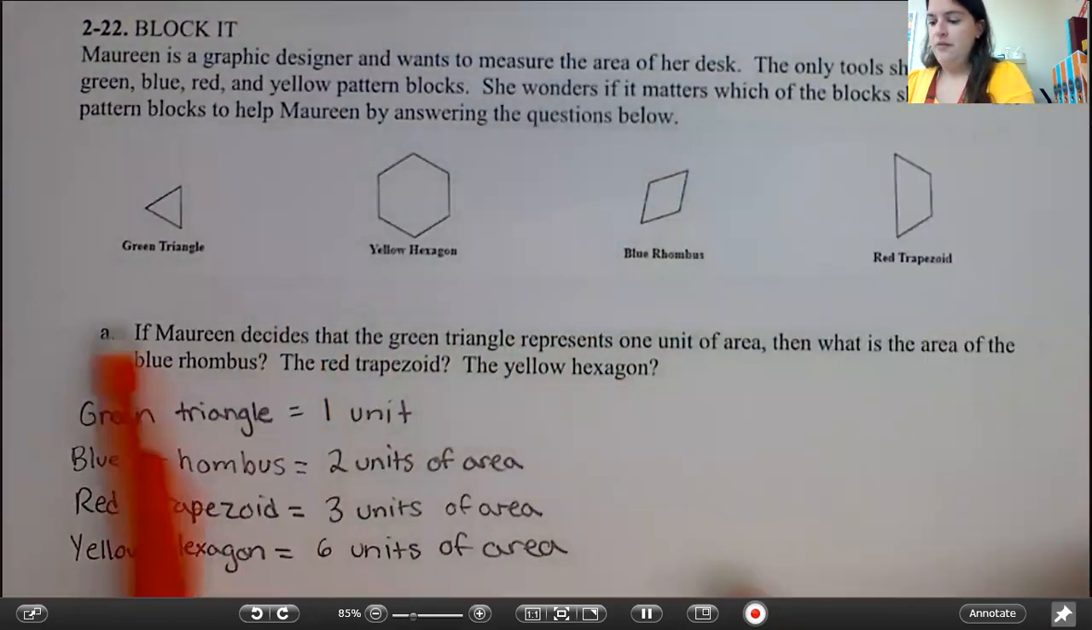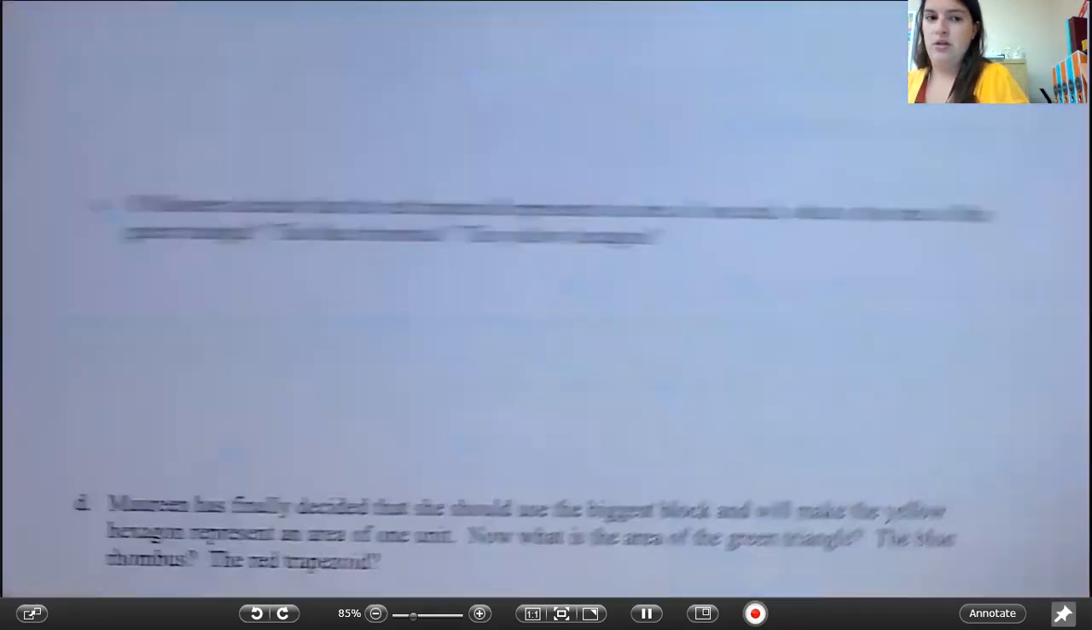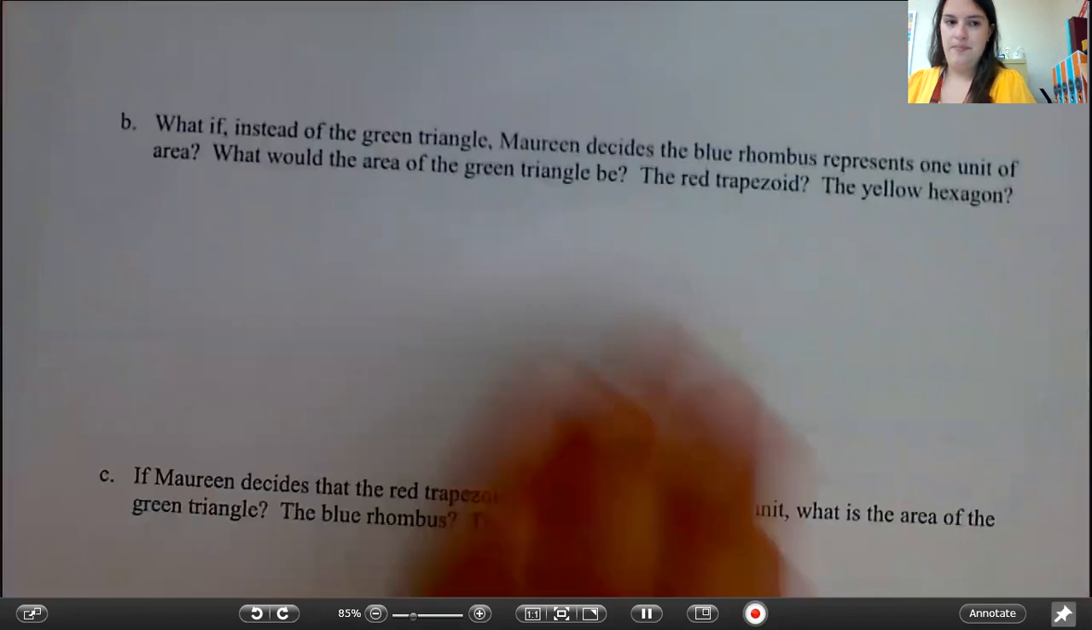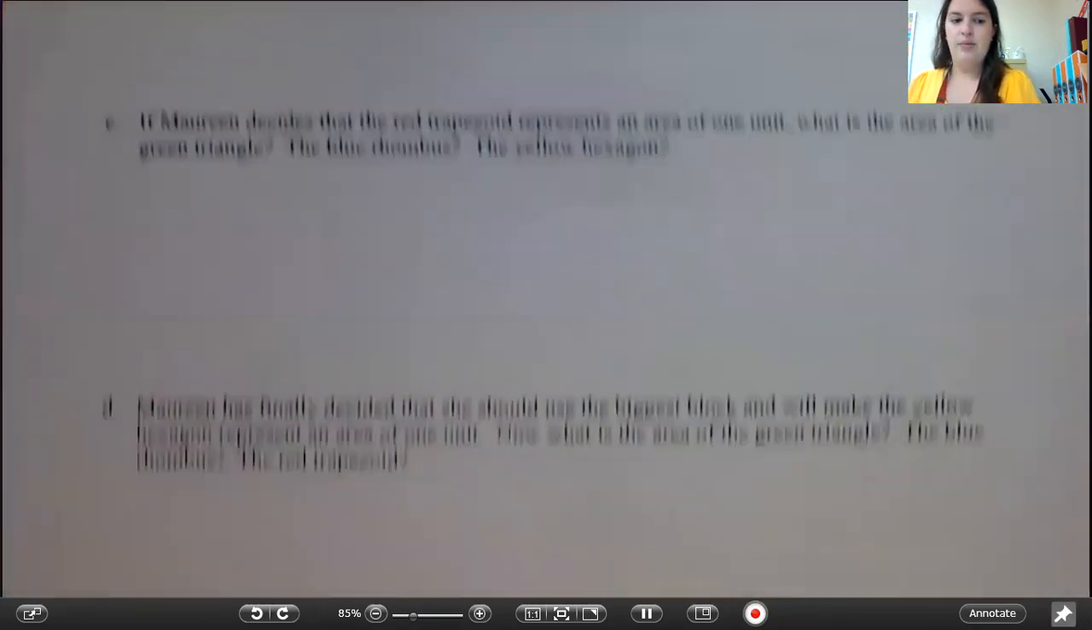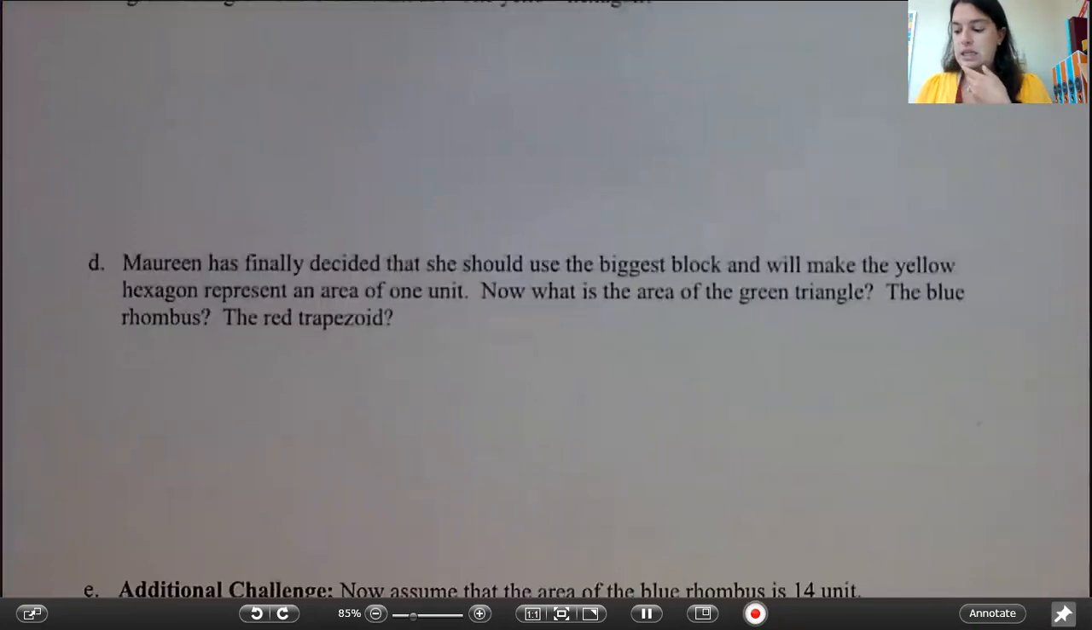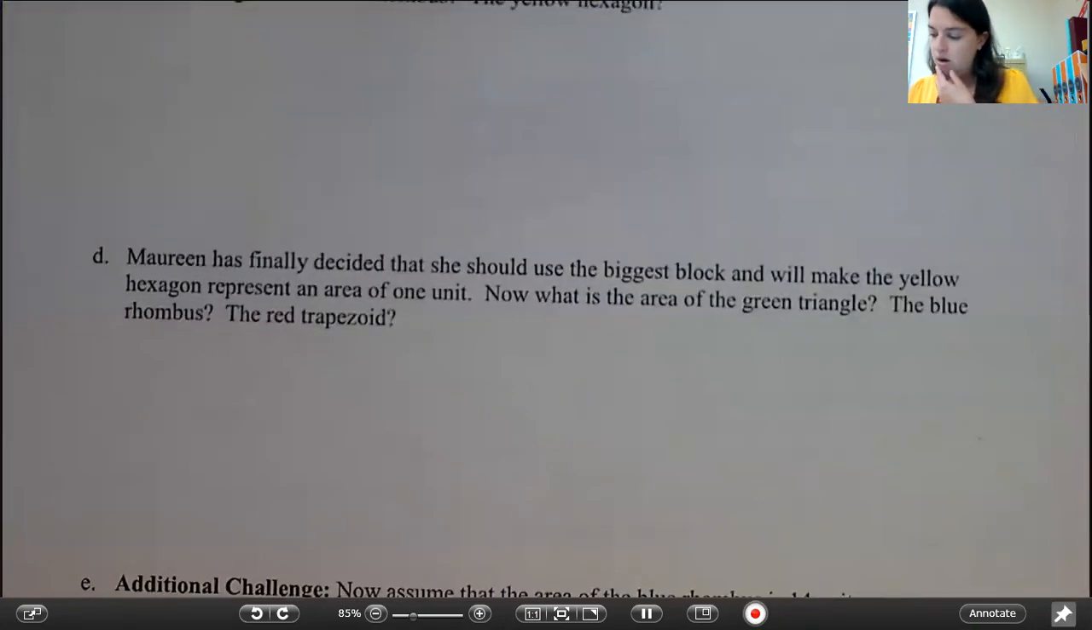Okay, if you turn your notes over or turn to the next page, 222 continues on with parts B, C, D, and E. I would like you to try parts B, C, D, and E on your own, and then we will talk about this when you come back into class tomorrow. If you have any questions, you know to email me. Thank you.